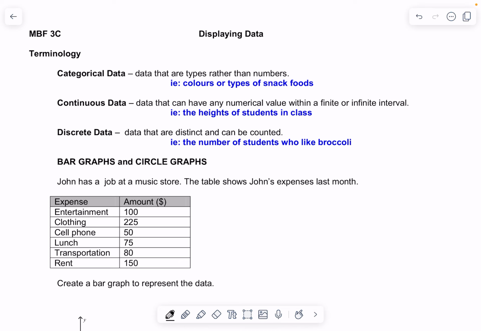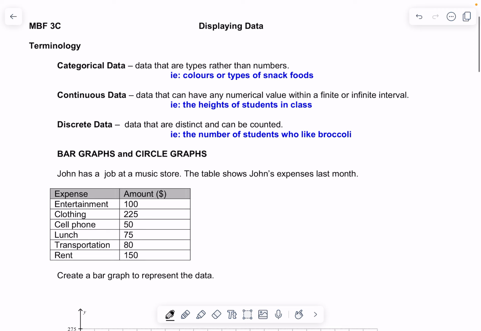The first is categorical. So these are things that are types, they're not necessarily numbers. The best example that we can provide is asking people what their favorite color is. Your answer is blue or green. It's not going to be 2, 4, that type of thing.